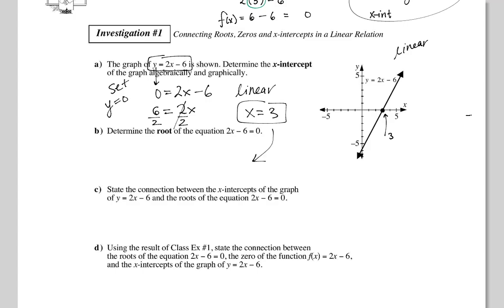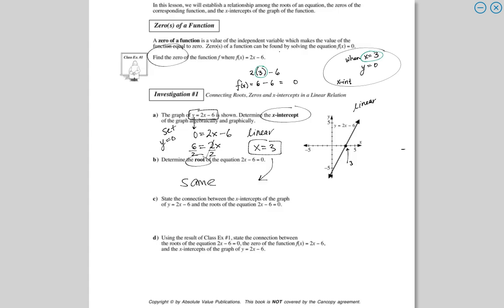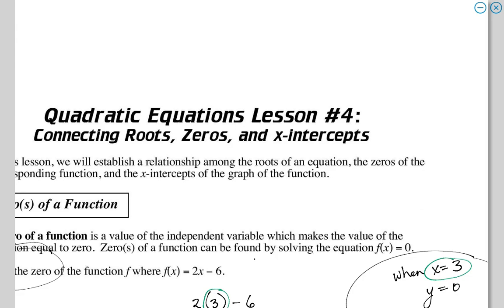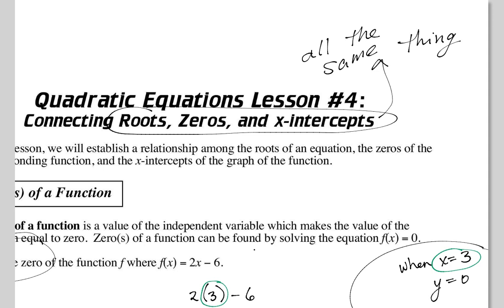So that's going to be the same for this one, because the x-intercept and the root are the same. They're just trying to show you, I'm not sure why, that these are all the same thing. So the root, the zero, and the x-intercept, they're all the same thing. Okay? You don't need to do any extra on there. Here, at the top of the page, you can write: roots, zeros, x-intercepts, all the same thing. They mean the exact same thing. If I say root, or say zero, or if I say x-intercept, I'm talking about the same thing.